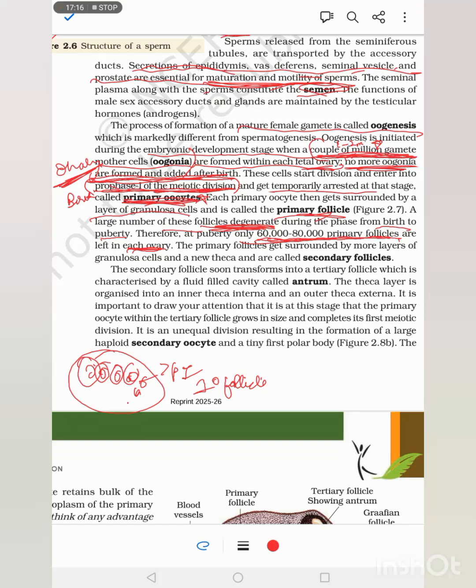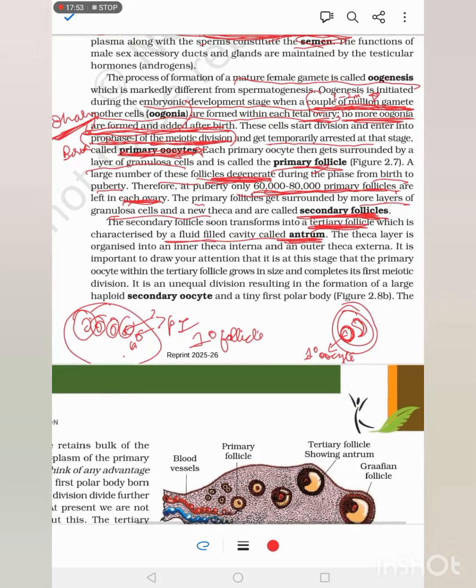Then after puberty, the primary follicles get covered by another layer of granulosa cells, and it is known as the secondary follicle. Soon the secondary follicle transforms into a tertiary follicle, and the tertiary follicle is characterized by an antrum, that means a fluid-filled cavity. The cell is covered and it will have an antrum, and this is the primary oocyte. So the oocyte is still primary till the secondary follicle.